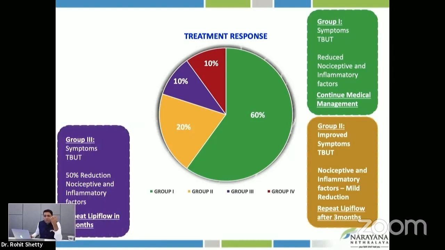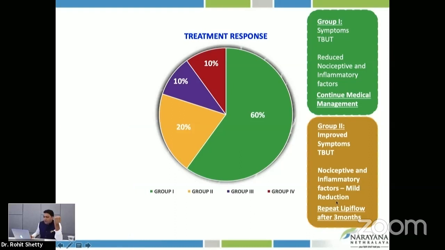Group 3 is symptoms and signs, but there's a 50% reduction of everything, but not fully there. That means you're there, but not fully there. So you can do a LipiFlow 3 months later. Even in group 2, you can do a LipiFlow. It's a costly procedure, but you can still give them a medical line of treatment.